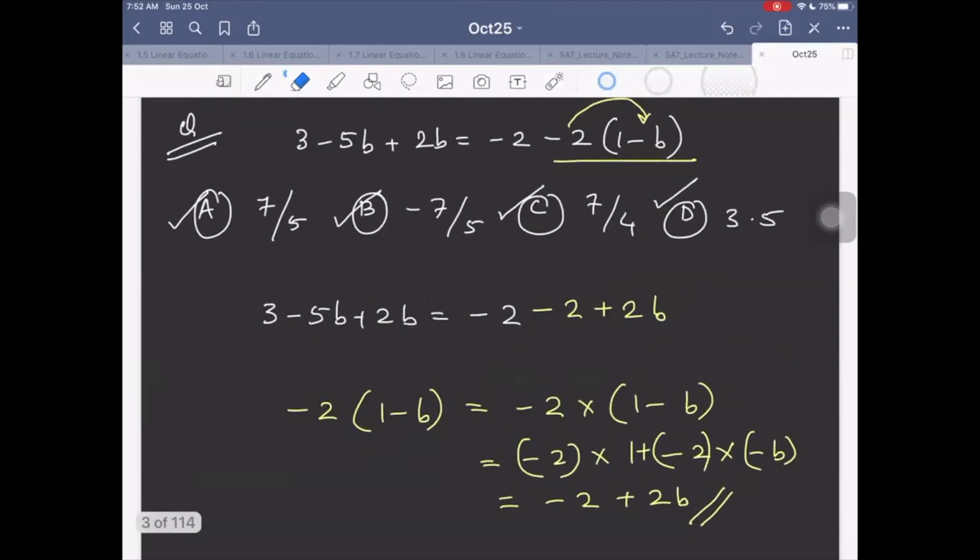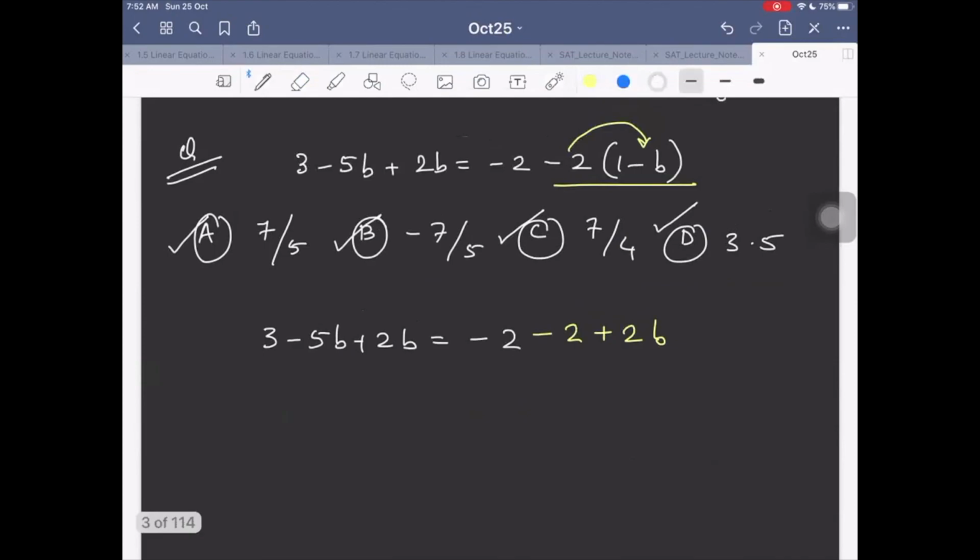Yeah. See, on the LHS, we have 3 minus 5b plus 2b. On the RHS, we have -2 plus 2b. Now, you can cancel this 2b off. You can cancel this 2b on both sides. Right? Now, what do we have? We have 3 minus 5b is equal to -4. And take -4 to the other side, it becomes what? 7. And 5b to the other side, it's 5b. So we have b is equal to 7 divided by 5.